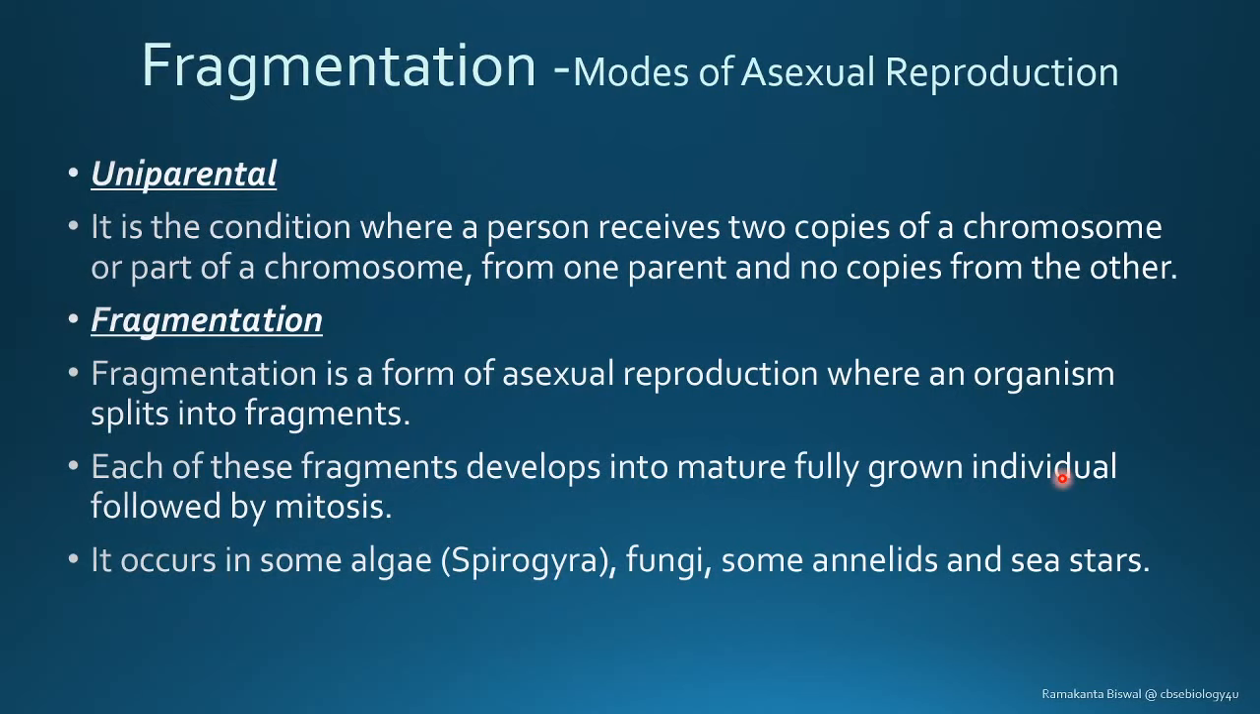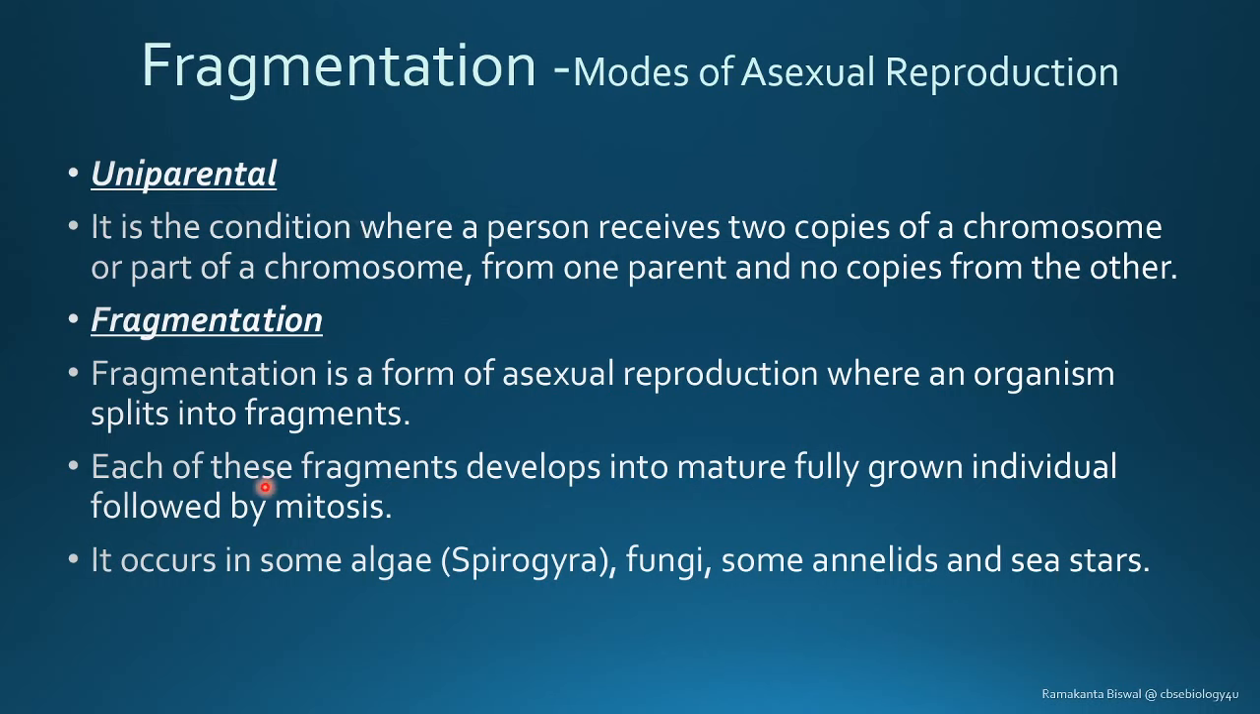Now you have some other process, that is uniparental. Here what happens is an organism receives two copies of a chromosome or part of the chromosome from a single parent, and no copy is from the other. So here the organism receives everything from a single parent. Nothing comes from the second parent. So that particular condition is called uniparental condition.